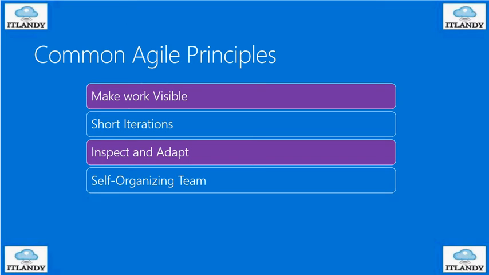However, what are the common Agile principles? First, make work visible, and short iterations, don't go mad with length. We'll cover later approaches like t-shirt sizing and stuff like that. Inspect and adapt, and self-organizing teams, either testers or developers or DevOps and so on.